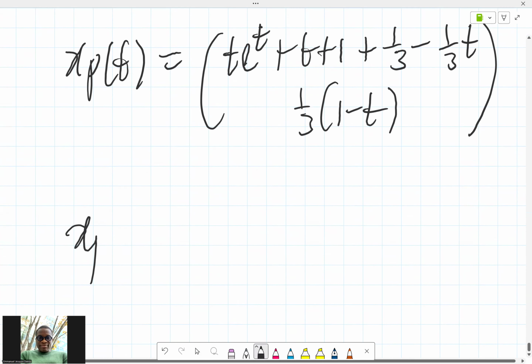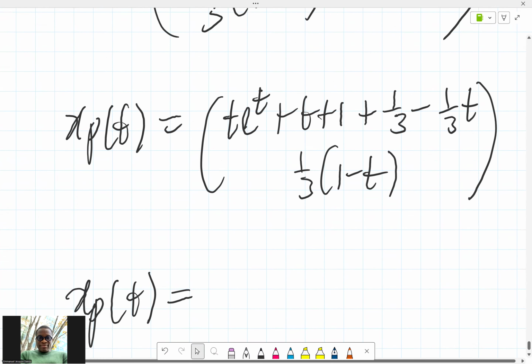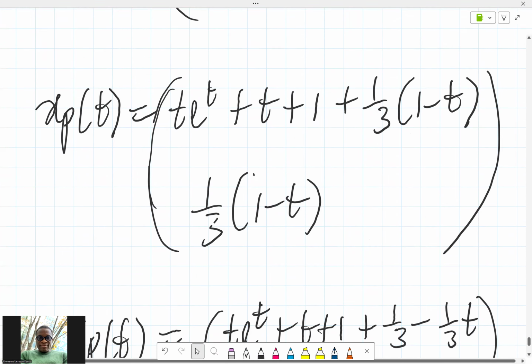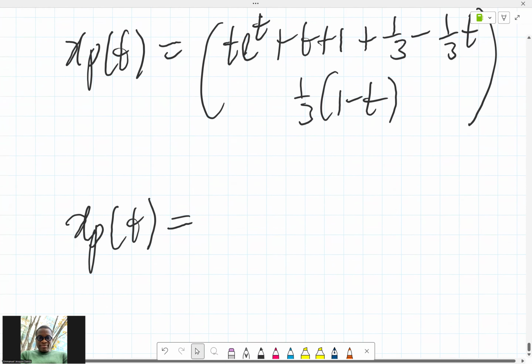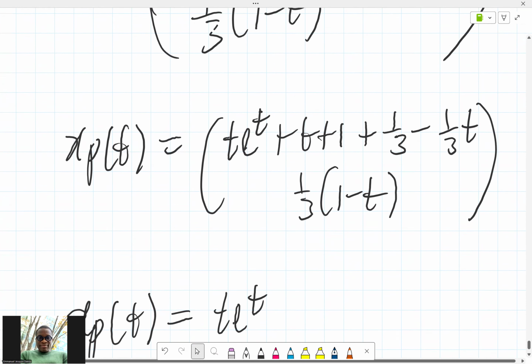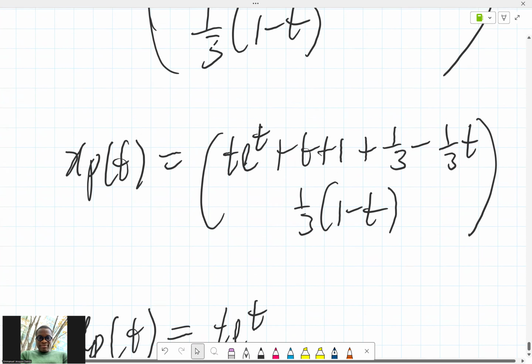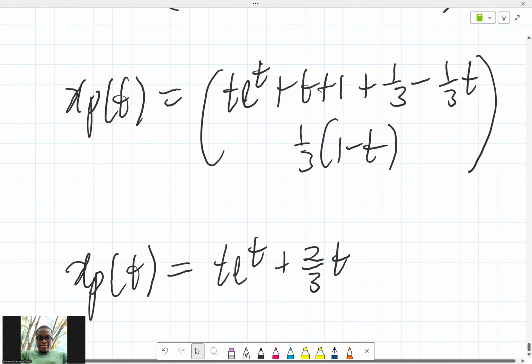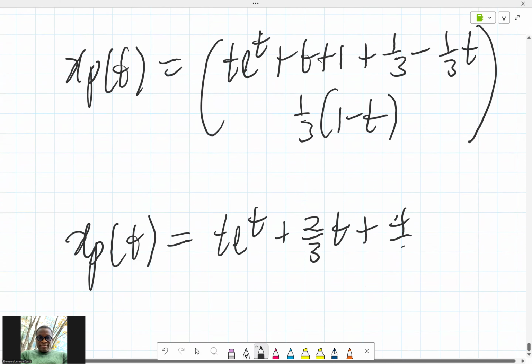So I have xp of t equals, what's this now? Xp of t will now be equal to, okay, I'm going to tidy this up. So this is te raised to power t, then t here. So this is like 3t over 3 minus 1. So that will just be plus 2 over 3t. Then 1 plus 1 over 3, that's plus 4 over 3.